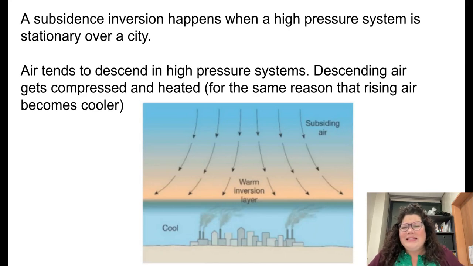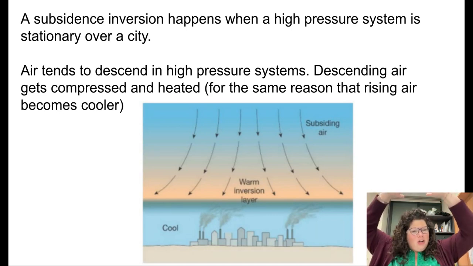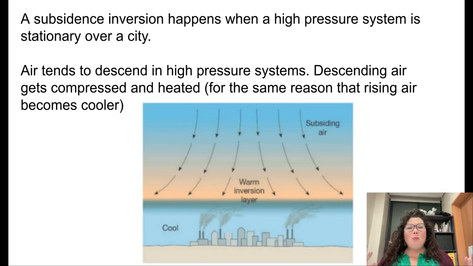Okay, so now this is a subsidence inversion. It happens when we have a high pressure system that's kind of stationary over a city. So if you remember, high pressure system, air is pushing down. Low pressure system, air is coming up.